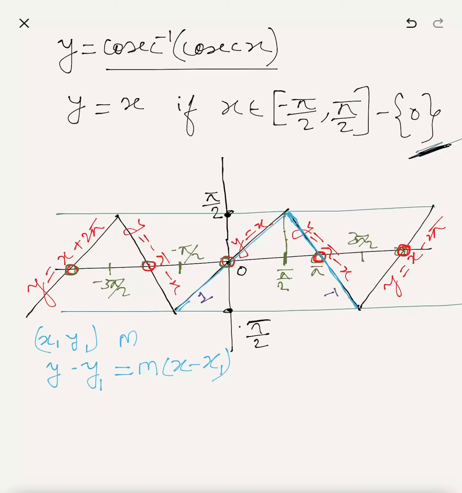Here slope will be minus 1, and for this increasing graph slope will be 1. This graph is decreasing, isn't it? This one is decreasing, so its slope will be minus 1. Here this graph is increasing, so slope will be plus 1. So how do you write the equation of this branch? From pi by 2 to 3 pi by 2, what will be the equation of this line?